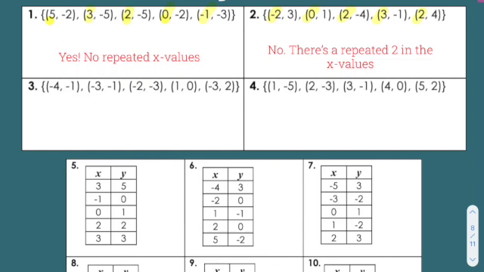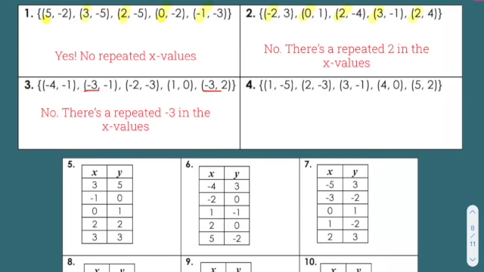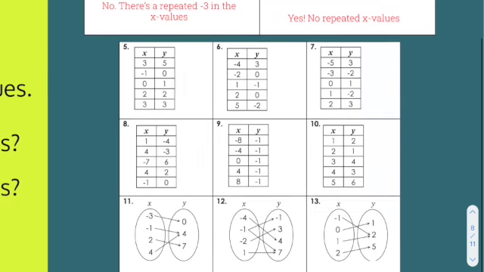Number 3 is a function. Let's take a look. -4, -3, -2, 1, -3. They repeat. Therefore, number 3 is not a function. Number 4, we have 1, 2, 3, 4, 5. Nobody repeats. Therefore, this is a function. Okay? Numbers 5, 6, 7, 8, 9, 10.